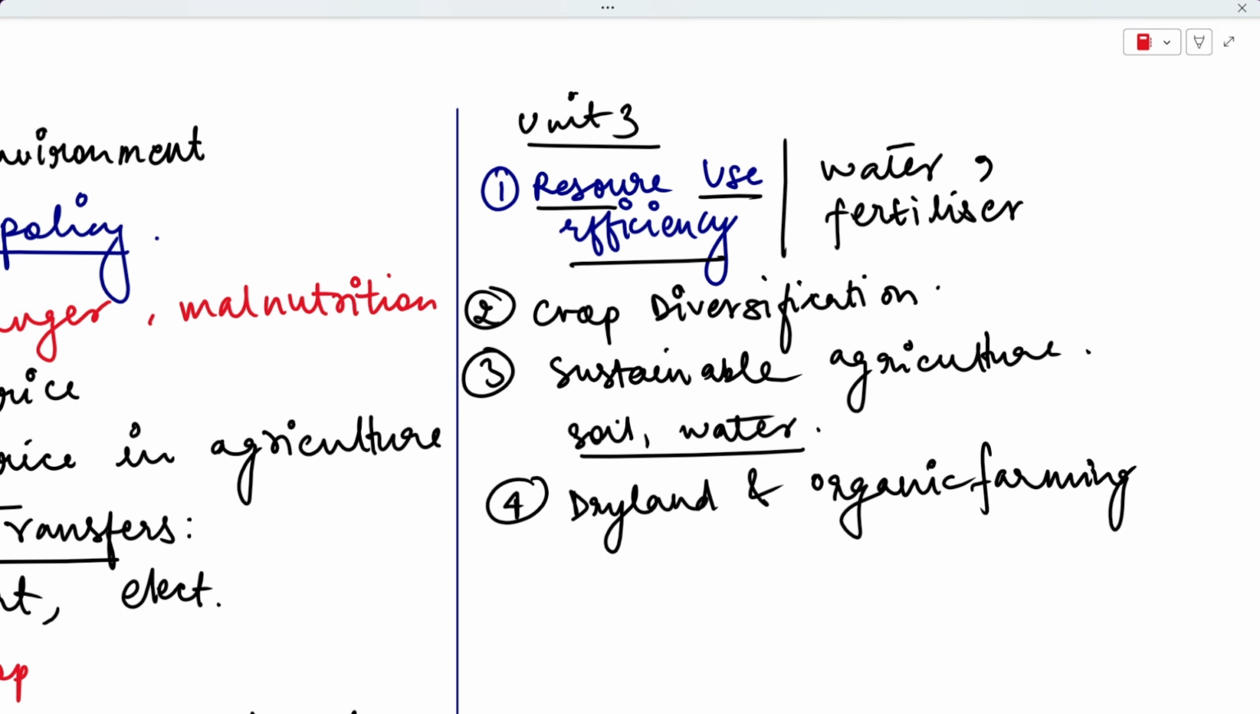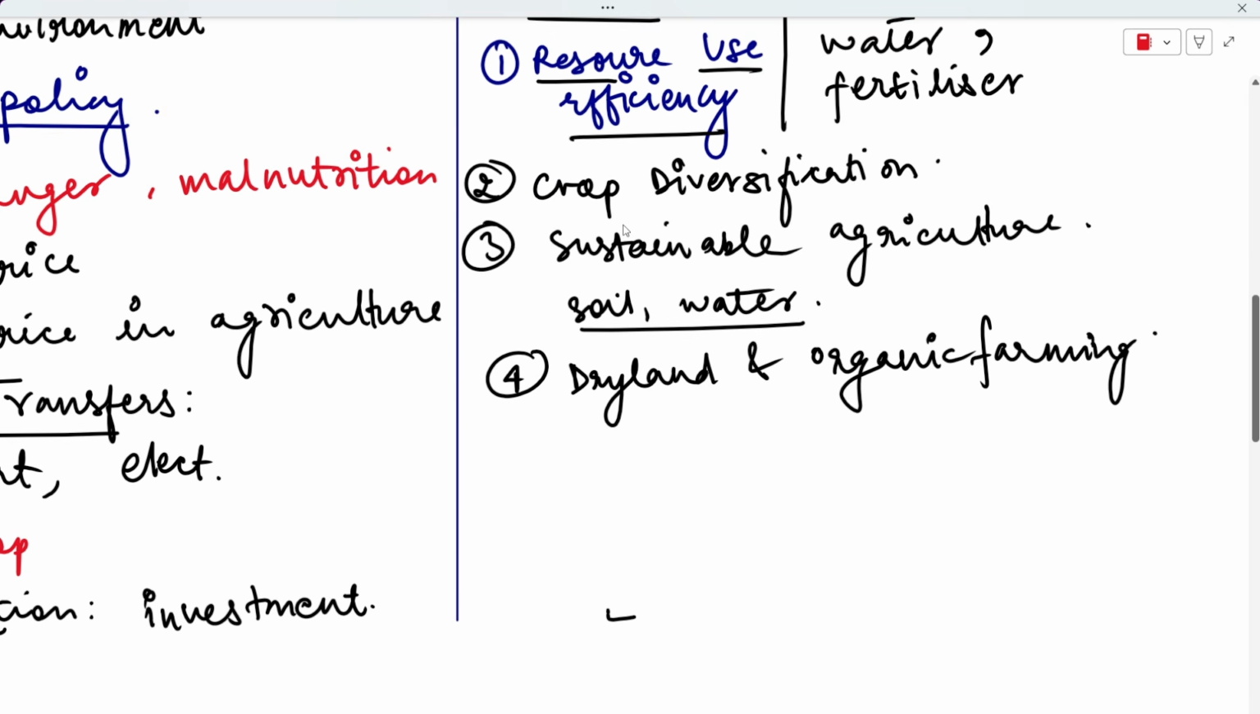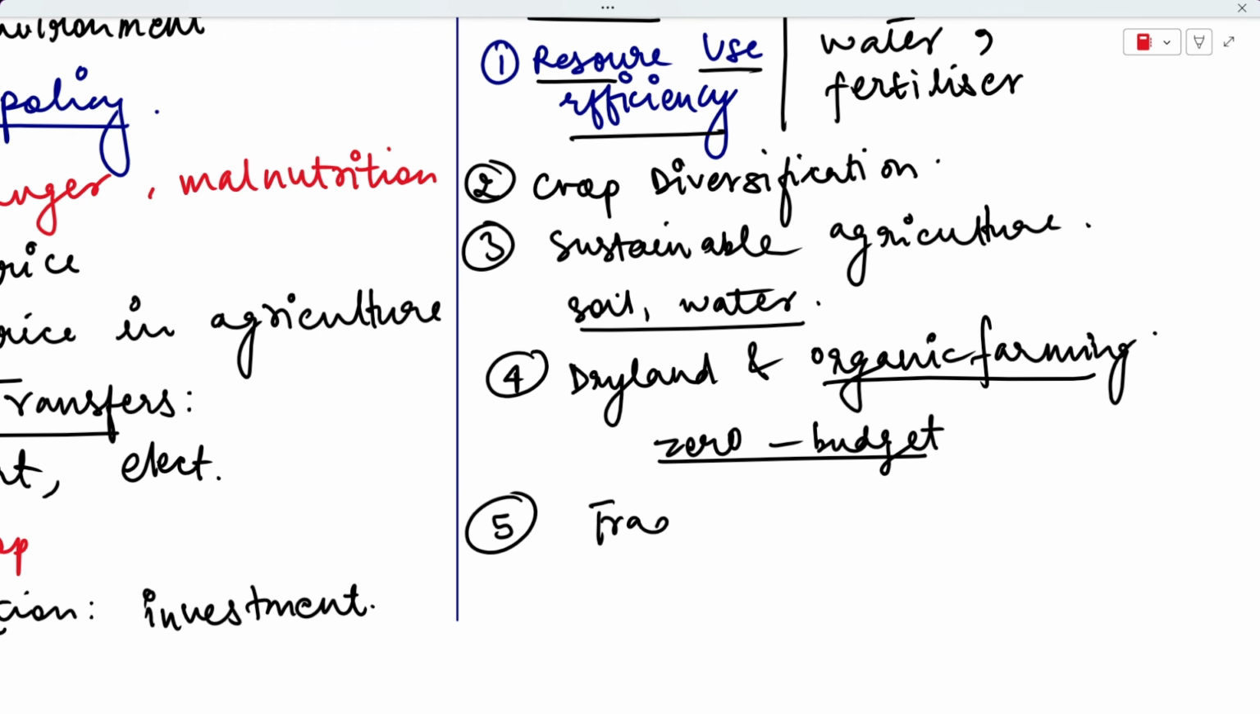What do we mean by dry land and organic farming? What about farmers who don't have irrigation facilities, right? What about organic farming? There is something known as zero budget farming. So we need to talk about all of this. What is zero budget farming? What is organic farming, right? Then we also need to talk about trade and competitiveness. In economics, when we talk about competitiveness, we mean the ability to export, right? So how competitive is Indian agriculture in the global market? We need to discuss that.